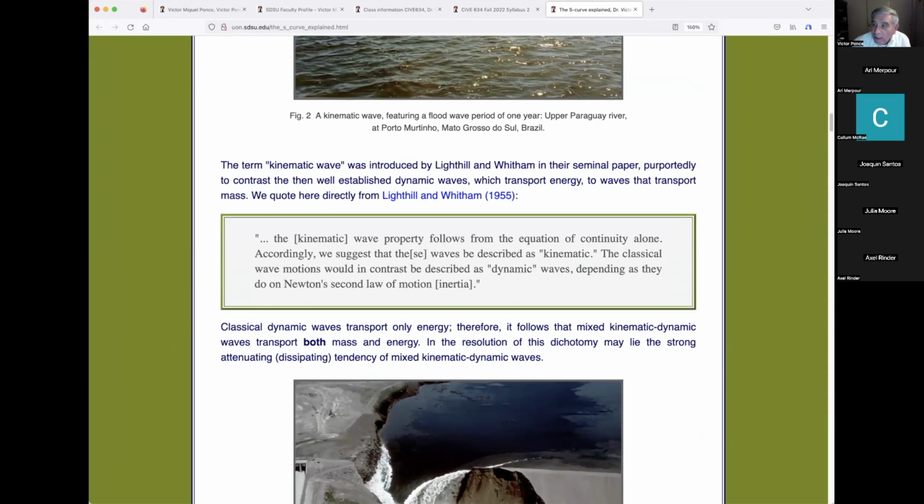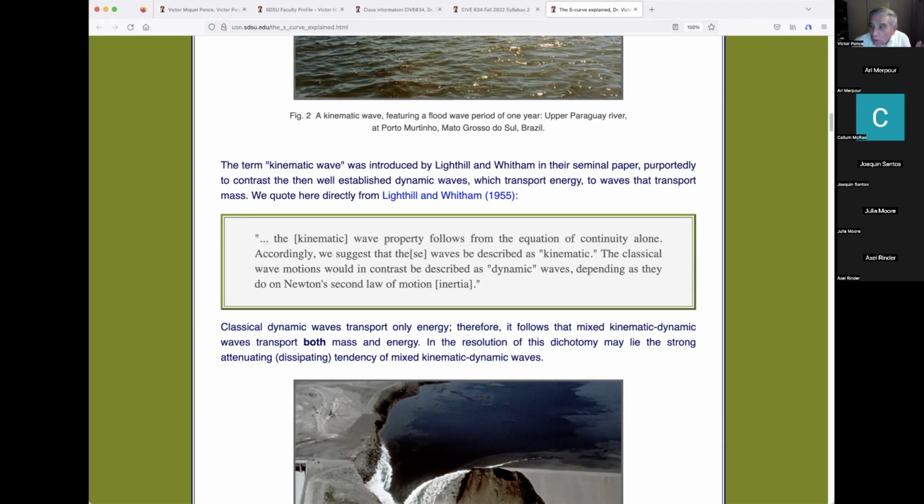We quote from Leichhardt and Whittam: "The kinematic wave property follows from the equation of continuity alone." That's true. "We suggest that these waves be described as kinematic." They gave them the name at that time, 1955. "The classical wave motions would, in contrast, be described as dynamic, depending as they do on Newton's second law of motion, inertia." So he's referring to classical wave motions of Lagrange.